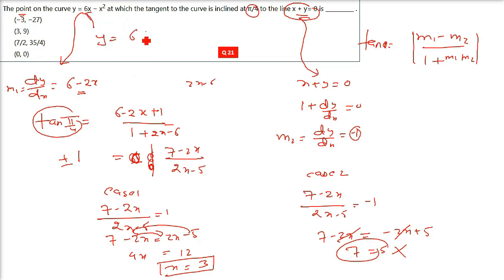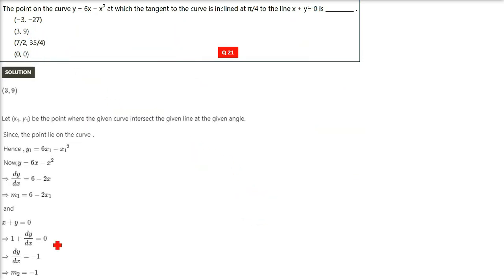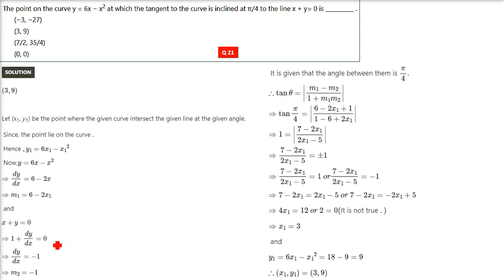When x is equal to 3, y will be equal to 6 multiplied by 3 minus 3 square. I'm just putting x as 3 in the original equation. Y will give you 9. So the point is (3, 9). This is the whole solution. So let me show you the step-by-step procedure that you have to follow, one by one. The written content is in front of you that you have to follow.